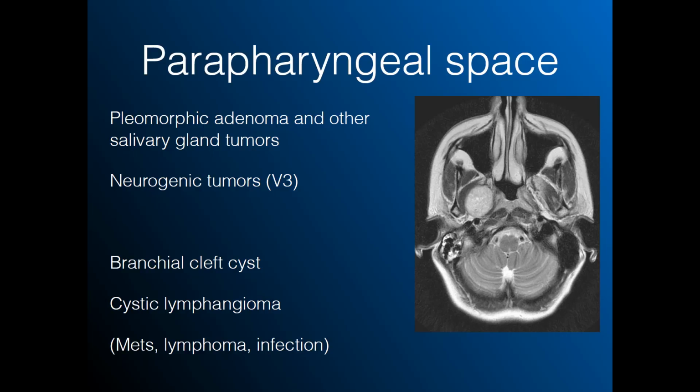The two most common things are pleomorphic adenoma and other salivary gland tumours. So you can have pretty aggressive, malignant ones, the adenoid cystic and mucoepidermoid as well, because of the minor salivary gland rests. But pleomorphic adenoma is still most common. And then branchial cleft cysts can occur in this space. You can have other congenital things, cystic lymphangioma. Mets, lymphoma, infection are less common, being primarily in the retropharyngeal space. Infection can spread there, but it's not likely to arise from there alone.